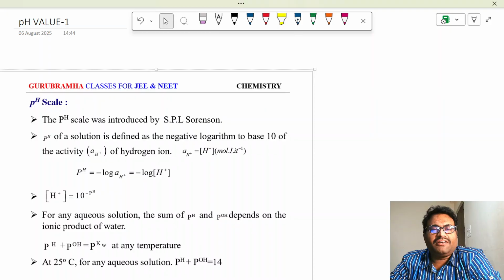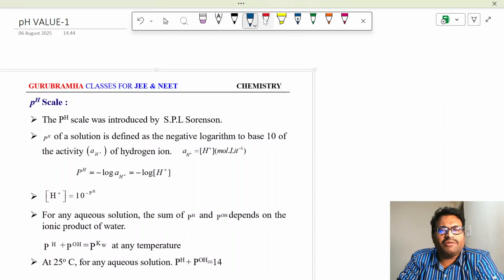We are in the chapter Ionic Equilibrium. In this session, we are going to learn about the pH scale and how to calculate the pH of a given solution. All the concepts regarding pH are discussed here. Let's start the session.